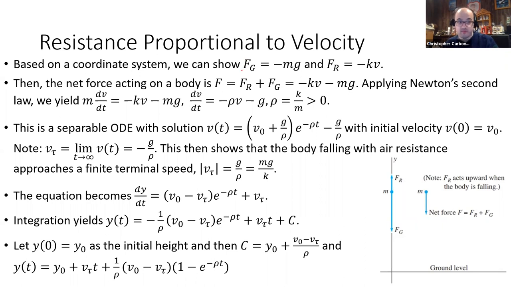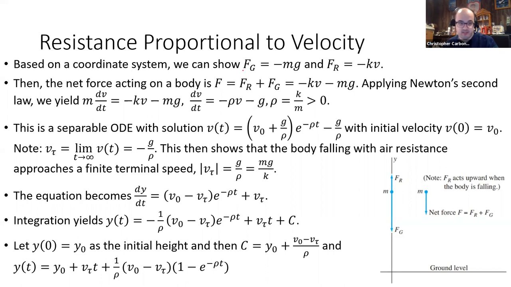This is a separable ordinary differential equation with solution v of t is equal to v sub zero plus g over rho, times e to the negative rho t power, minus g over rho, with initial velocity v of zero equal to v sub zero, and v sub tau is equal to the limit as t approaches infinity of v of t, which is equal to negative g over rho. This then shows that the body falling with air resistance approaches a finite terminal speed. The absolute value of v sub tau is equal to g over rho, so m times g over k.